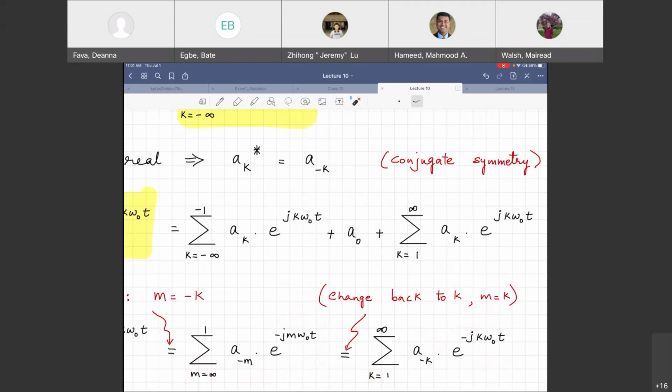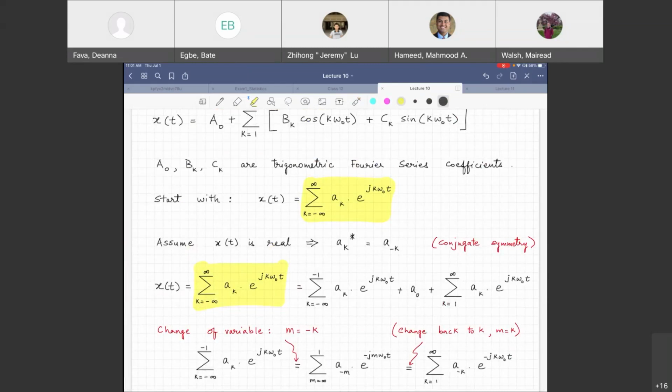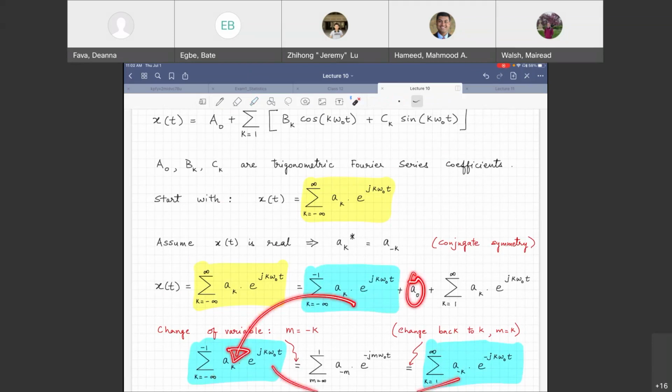So you have done a change of variable once, then you have changed it twice, just so that you can prove that this is the same as this. Negative infinity to negative 1 has changed to 1 to infinity. We have done this manipulation for this. You have got a DC term. We have not messed around with that. We have just taken this, went to this, proved that this equals that.